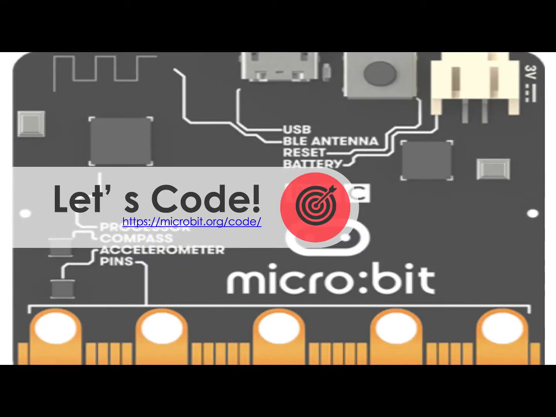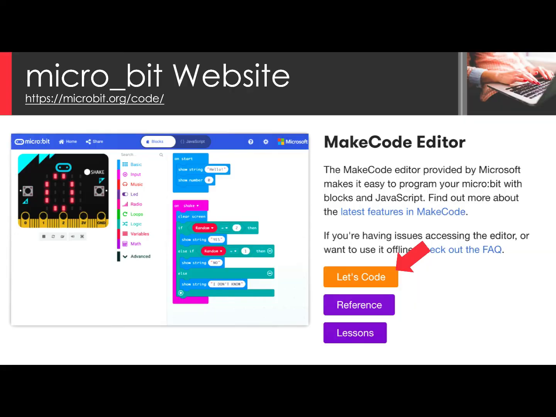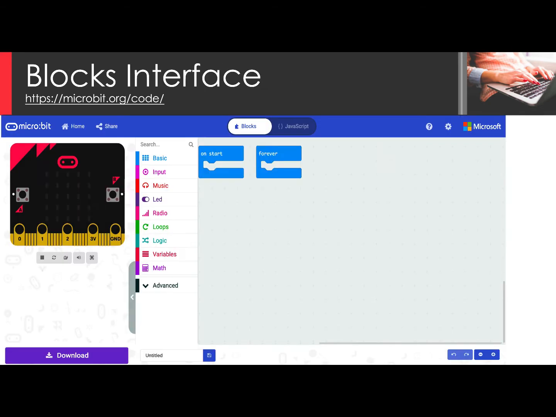Okay, let's get started. First of all, you have to go to www.microbit.org and click Let's Code at the top of the website. Then click Let's Code below the JavaScript blocks editor and you can get access to the blocks interface. Now you can create your first program for the Microbit by using the JavaScript blocks editor.